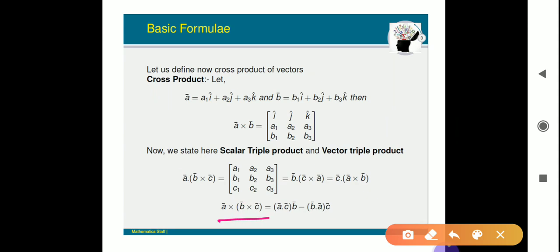The vector triple product is very important for solving problems on vector identities, and it is denoted by a bar cross b bar cross c bar. That is, this is the vector triple product, and this is the scalar triple product. Okay, and a bar cross b bar cross c bar can be written as a bar dot c bar into b bar minus b bar dot a bar into c bar.